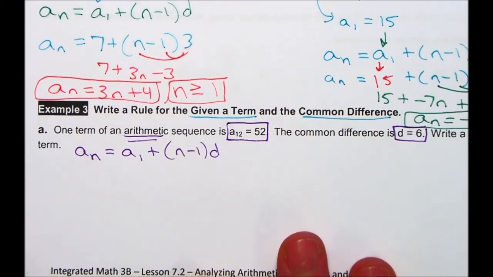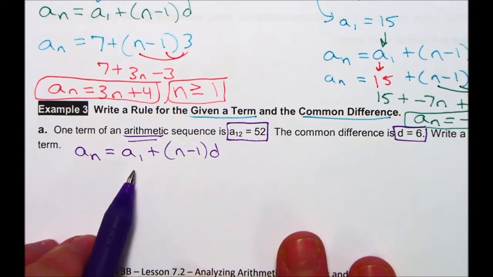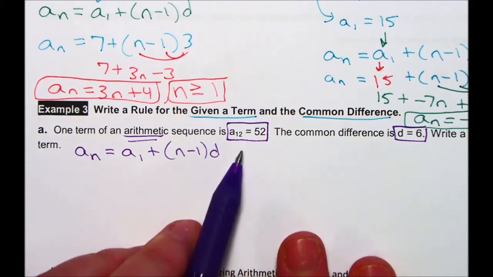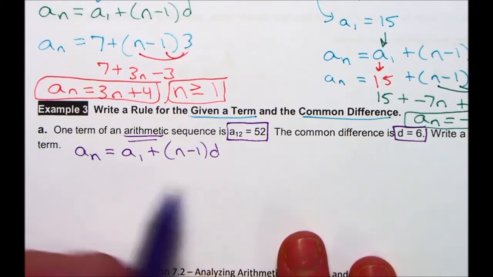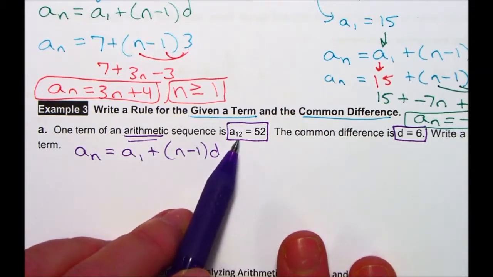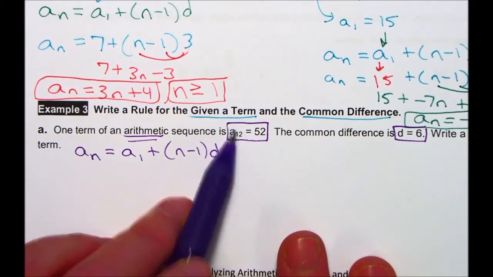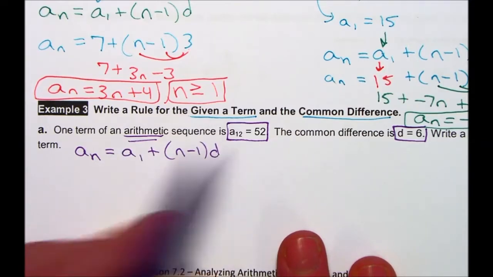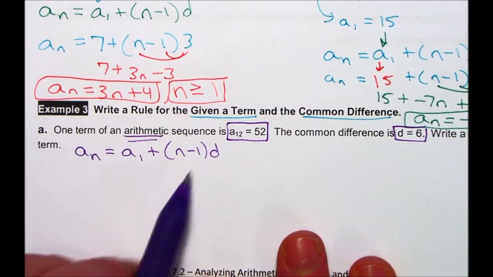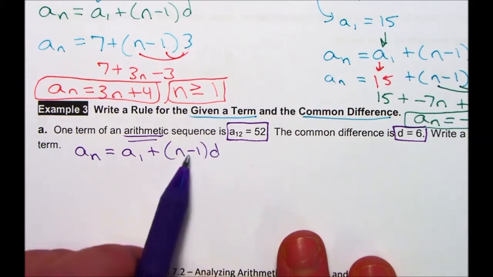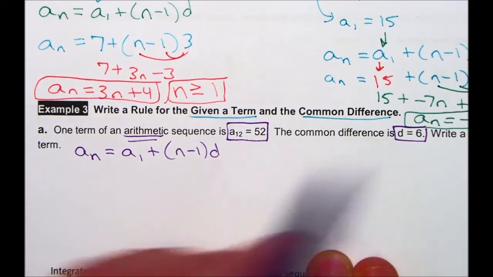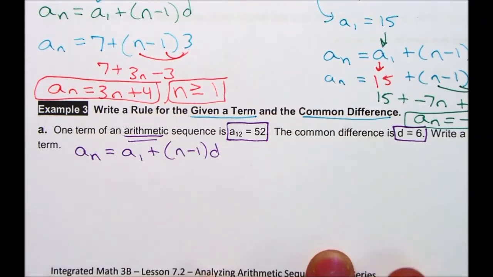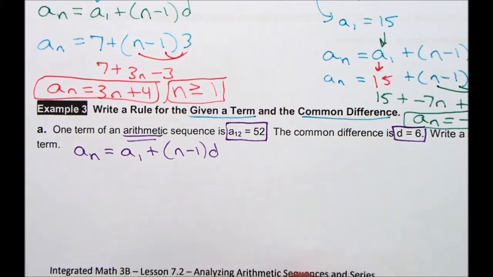The problem here is, though, that we don't know what the first term is. We know what the 12th term is, so we can find the first term by plugging in our a sub 12, which is 52, over here. And then 12 is the input, which we're going to substitute for n, and then 6 is our common difference, which we're going to plug in for d. So let me show you how that works.